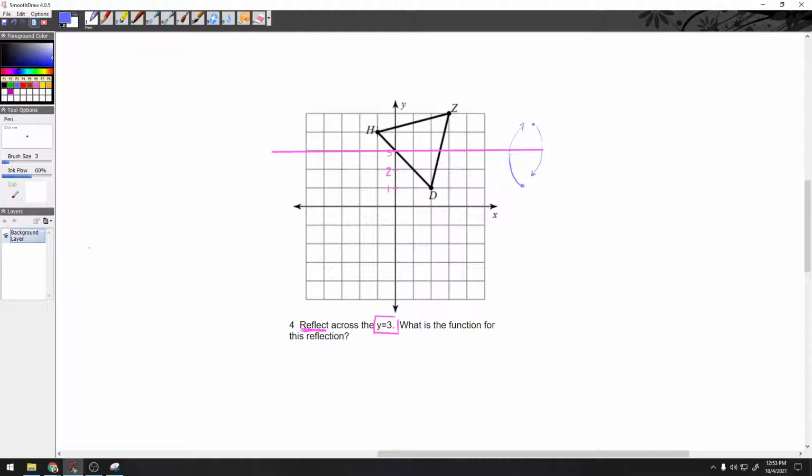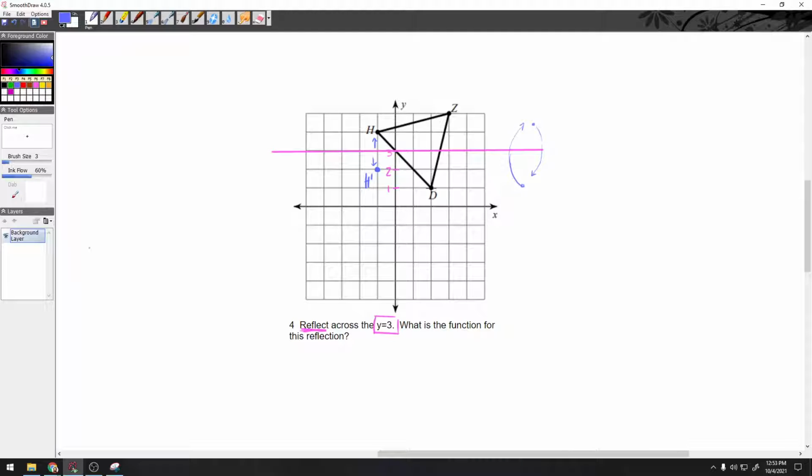So if I take this H point right here, it is located 1 unit above my line of reflection. So I'm going to reflect it 1 block below. And this is going to be called H prime.